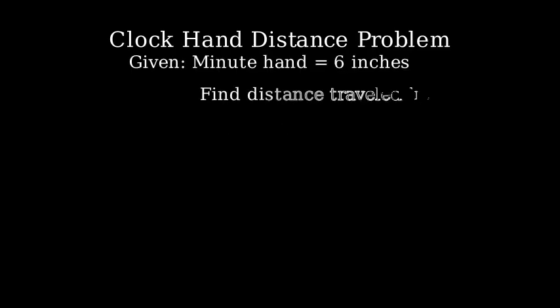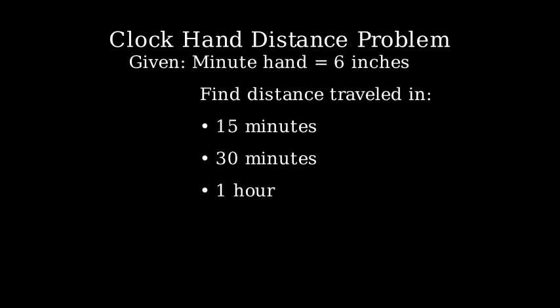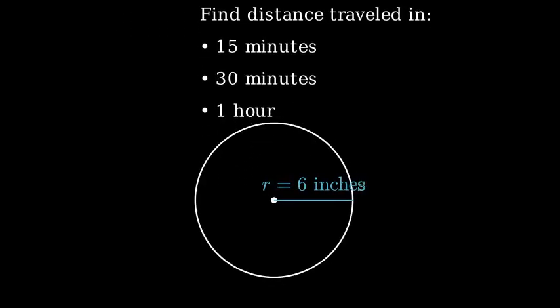Let's solve a problem about the distance traveled by the tip of a clock's minute hand. The minute hand is 6 inches long, and we need to find how far its tip travels in 15 minutes, 30 minutes, and 1 hour. Let's visualize this with a clock.